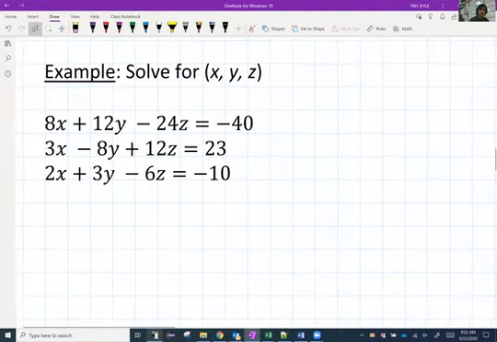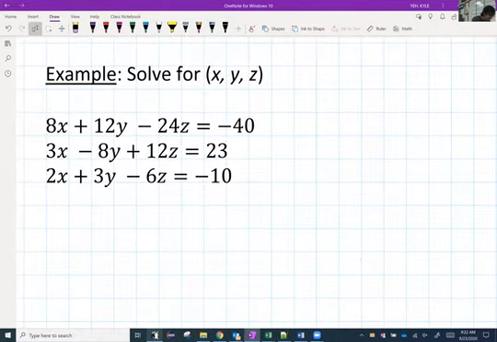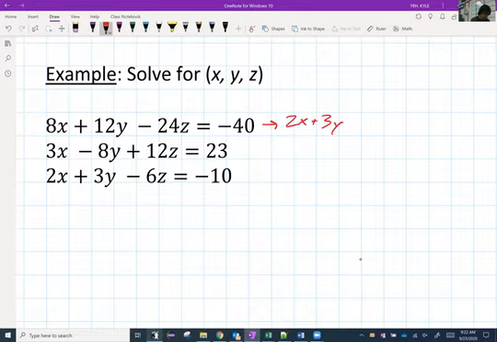All right, how about this one? Solve for x, y, z. I'm gonna look to reduce and kind of simplify my equation. So that top one in red, I think I can reduce everything by 4. So I'll say 2x plus 3y minus 6z equals negative 10.